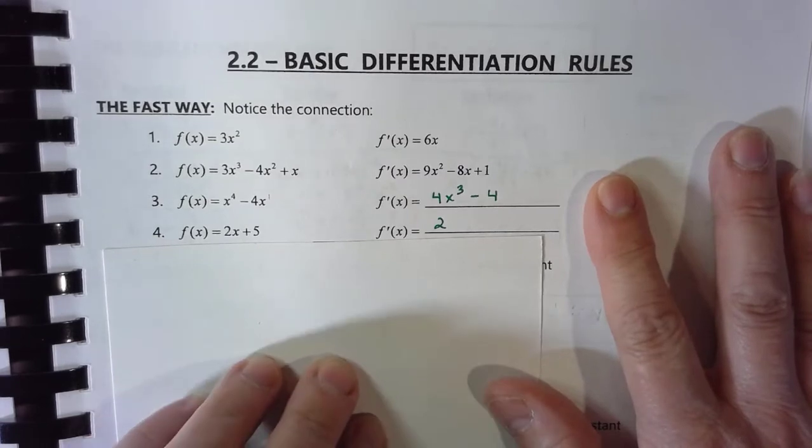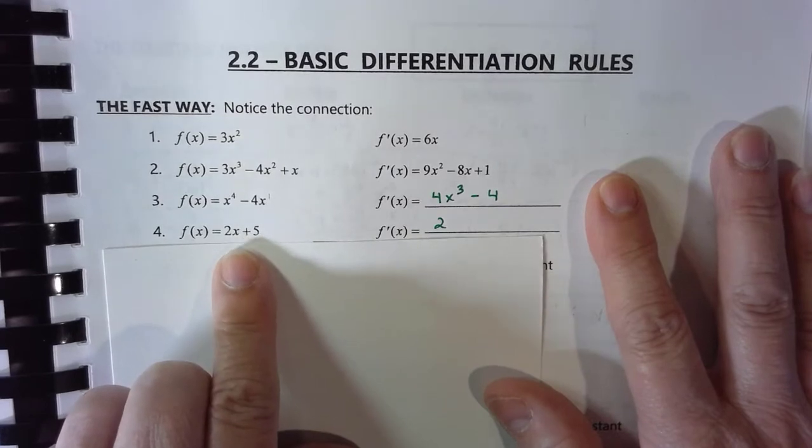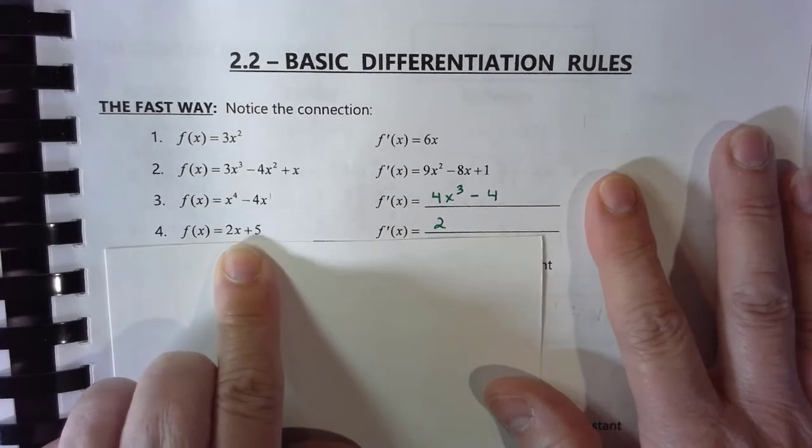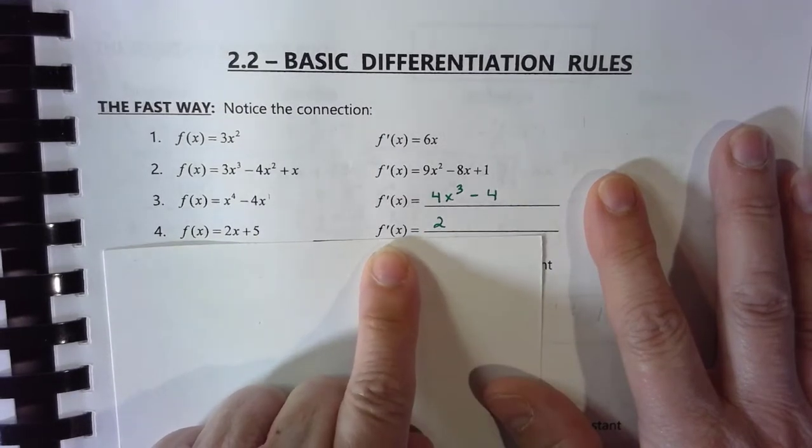Hopefully you got that these two answers were what you selected. Let's look at number 4. You should recognize that number 4 is a line, and so the slope of that line is 2. And remember that a derivative function is the slope of the tangent line for every x on the function f.